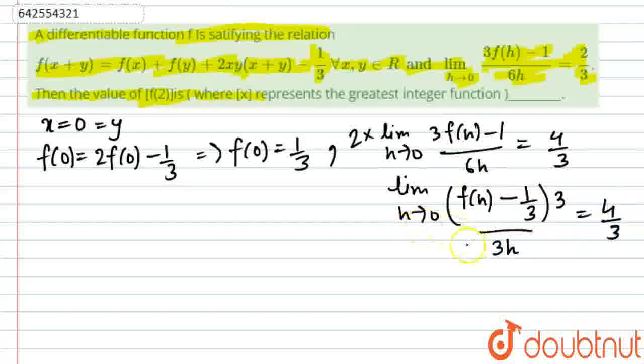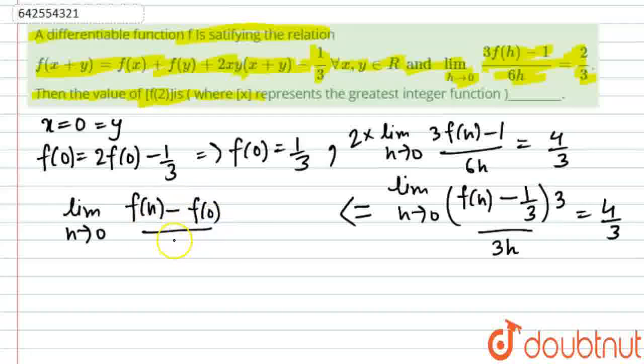Now just rewriting this would be limit h going to 0 of f(h) minus 1/3, which is nothing but f(0), upon this 3 getting cancelled out, h minus 0, that is equal to 4/3. Now this is nothing but f dash 0, which is 4/3. That is f dash 0.